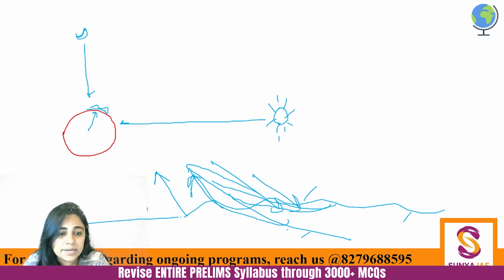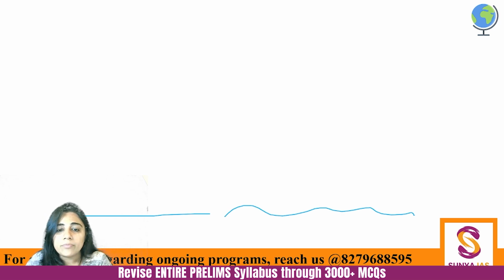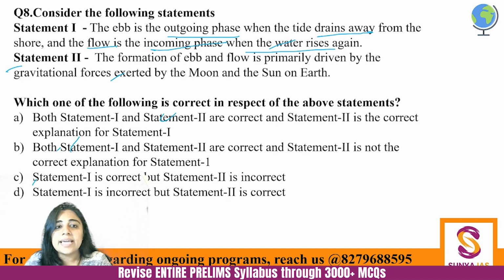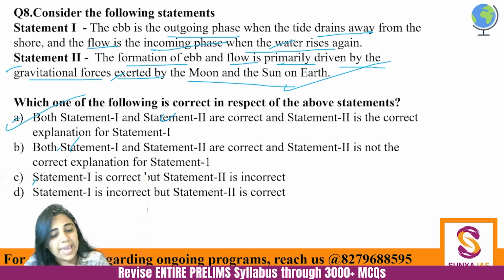Okay, let me explain this again with clarity. See, again, this is the beach, this is the ocean. Flow is when the tide is coming from the ocean towards the land, so it's in the incoming phase. And ebb is when the tide is already there and it is going back. Okay, so this is ebb and this is flow. Clear? So the first statement is absolutely correct. And the second, the formation of ebb and flow is primarily driven by gravitational forces exerted by the moon and sun, is also absolutely correct. So here A is the answer. Both 1 and 2 are correct and 2 explains 1.